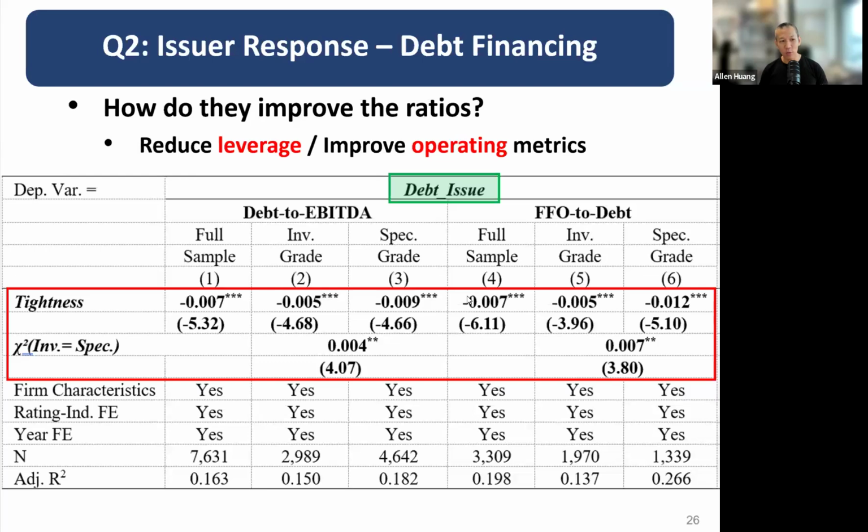We find that they are likely to reduce the leverage and also improve the operating metrics. For reducing the leverage, we find that when the ratios are tighter, they are less likely to issue debt. And the results are also stronger for speculative grade compared to investment grade. That's likely because for the firms that are in speculative grades, every actual downgrade is more costly to them. So they are more likely to have trouble borrowing from the market when they face negative rating actions. So they want to avoid these negative rating actions, so they have more incentive to avoid breaching the threshold here.